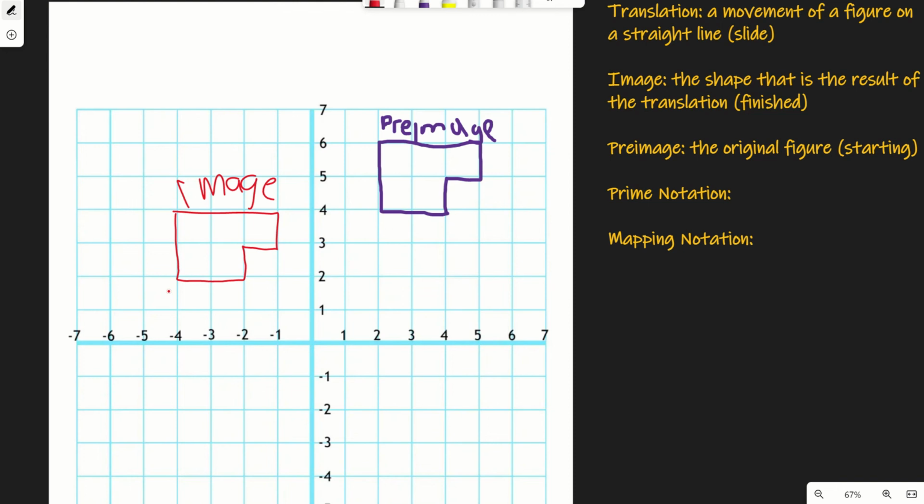So if this was a corner, we'll say on my pre-image this was corner A. On my image, I would have the same things, but after each point, there's this little dash here. That's called prime notation. So prime notation is when I have this little dash here.